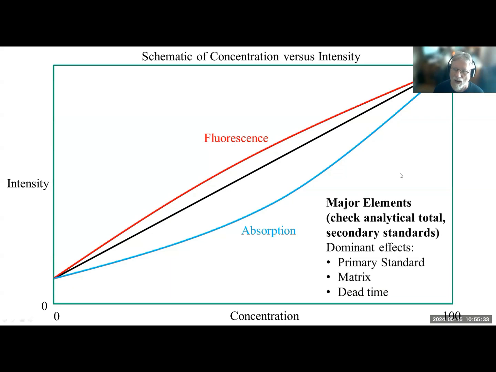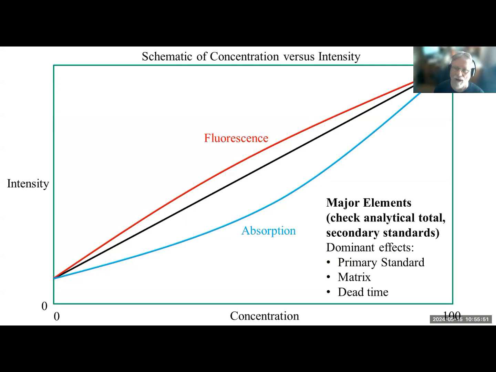The main problems with major element accuracy, the dominant effects, are what standard we choose, what primary standard we choose. That's very, very important. That's like a 1-to-1 relationship. The matrix correction, that again is like a one-to-one relationship, and of course dead time when we're working at high count rates.